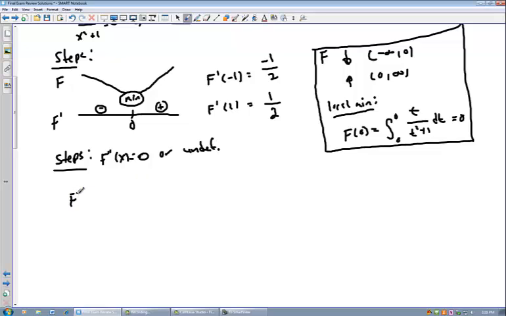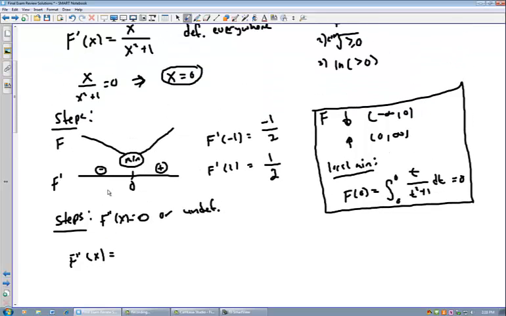And so f double prime of x is equal to, and to do this one, we're going to have to go up here and look at our f prime, which is right here. And we'll use the quotient rule since we're taking a quotient there. So we have low, which is x squared plus 1, times d high, which is 1, the derivative of x is 1, minus the high, which is x, times d low, which is 2x plus 0, and all divided by the low squared.